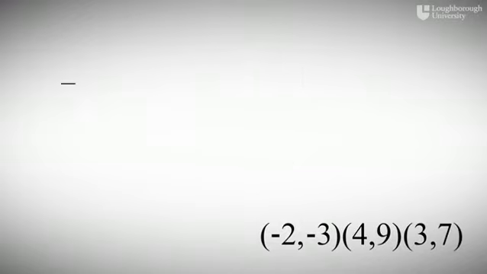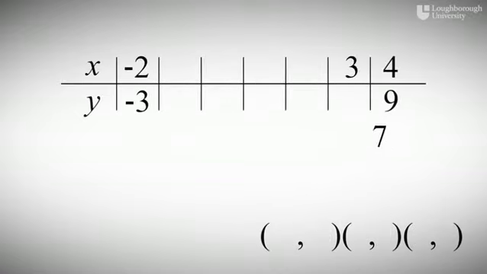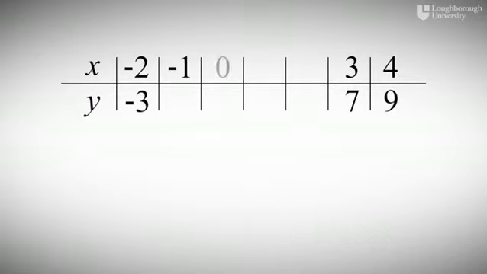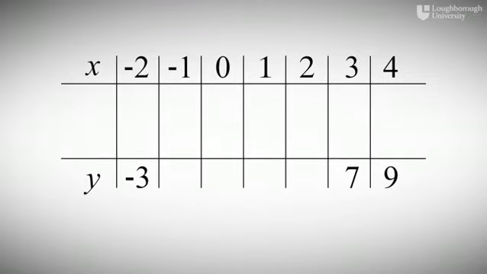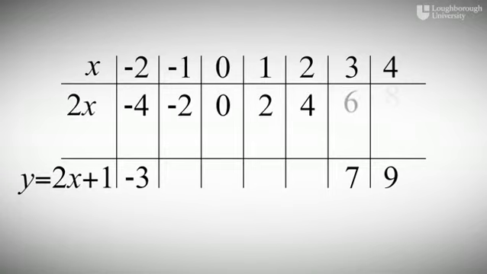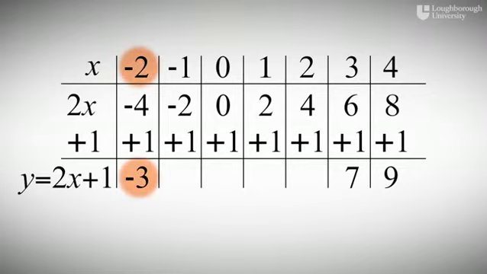It's common practice to store these values in a table as shown. You should complete the table for yourself. Sometimes you might find it helpful to split up the table to show the intermediate stages of the calculation, like this one. Either way, we now have the coordinates of several points, including minus 2, minus 3, 3, 7, and 4, 9.